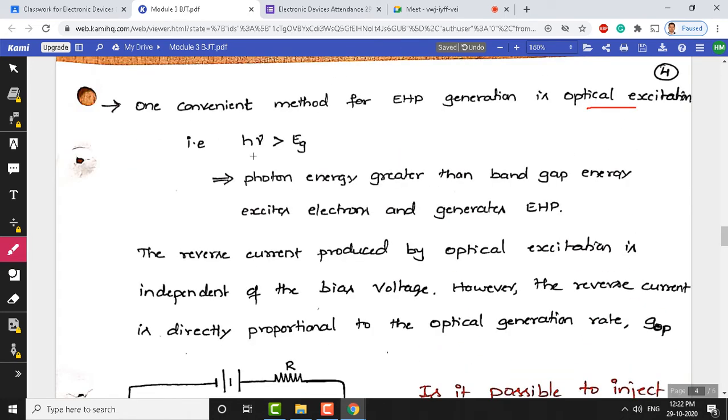So, you must apply h nu. This is the photon energy, which should be greater than the band gap energy. Photon energy greater than the band gap energy excites electrons and generates electron hole pairs, and that causes I naught to increase here.